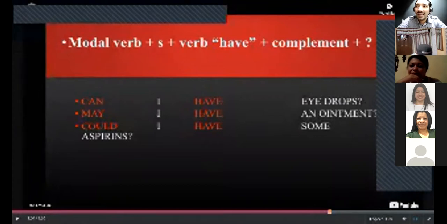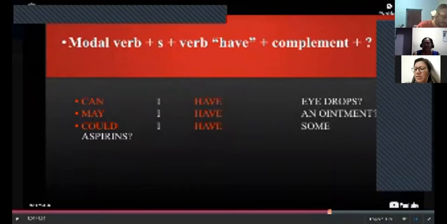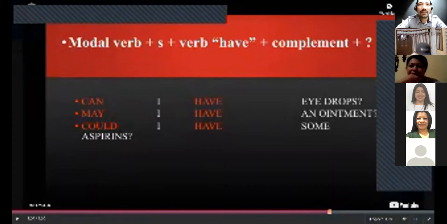Hector? Yes, teacher? Can I ask you for a favor? I don't know what a favor is. Can you do me a favor? Sure, I can. Let me ask you a favor.